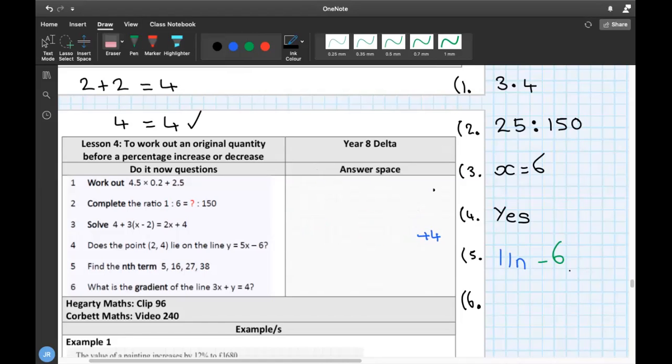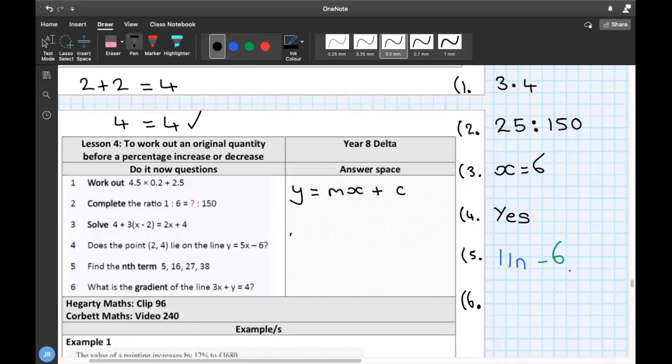Okay, question 6, we've been asked about the gradient. Whenever you've been given a question about a straight line graph, it's never a bad idea just to write down that y equals mx plus c. Because whenever you're trying to interpret or get some information about an equation of a line, this is the format you want it in to be able to do so.